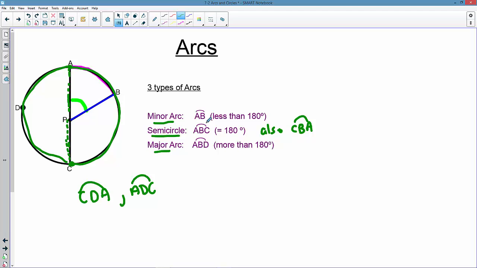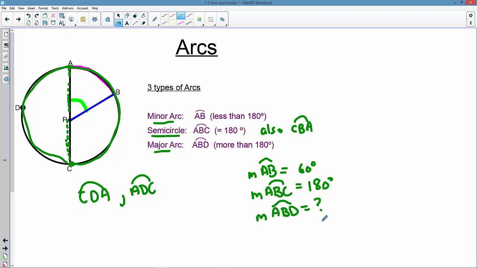We've been talking about the name of the arcs, but arcs also have measures, right? So I could say that the measure of arc AB is some degree, which I don't necessarily know. I'm going to make it up to be 60, but I don't really know that from the diagram. But I do know that the measure of ABC, which is a semicircle, is 180. I know that to be true. And ABD, I don't know. I'd have to make something up unless somebody gives me more information. So this would equal something. I don't know what it is.